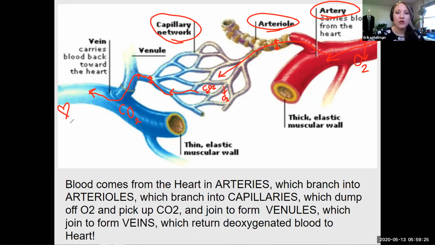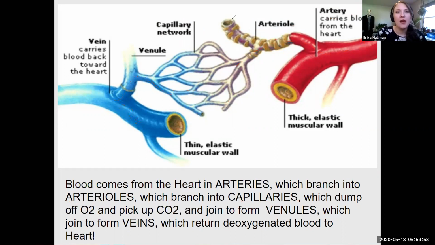Okay, so if we follow that whole sequence, we can see that blood is going to come from the heart, going to be pumped through the arteries, branching into arterioles, which branch back into capillaries or capillary beds. Those are then going to dump off O2. They're going to pick up CO2. They'll form back into venules and then go back into veins, go back into the vena cava, and then eventually end up back into the heart. Okay, so that's kind of the sequence from beginning to end for all of the vessels of the heart.